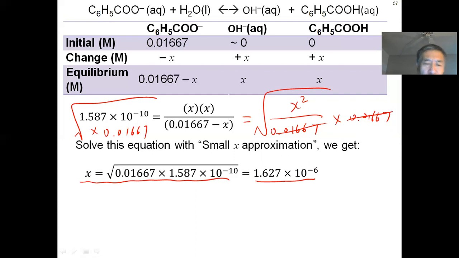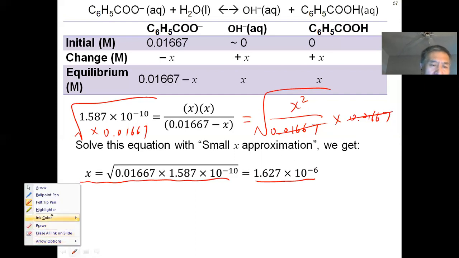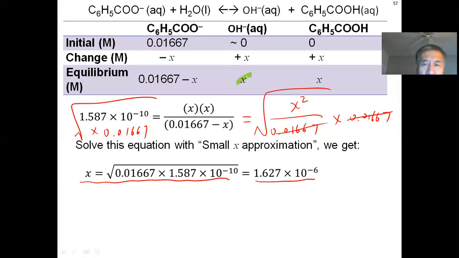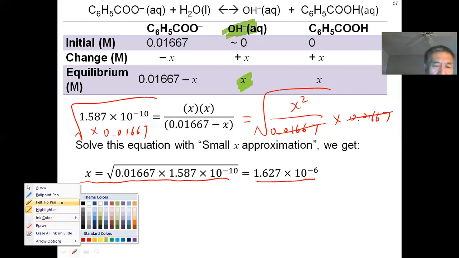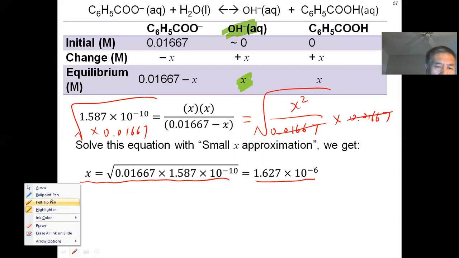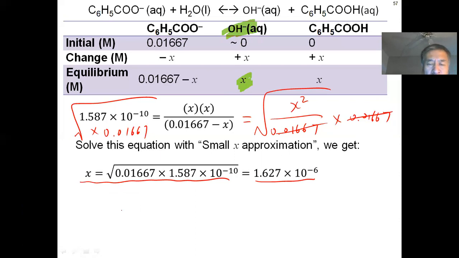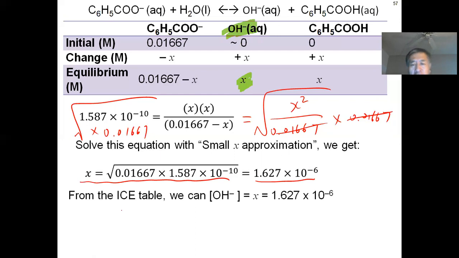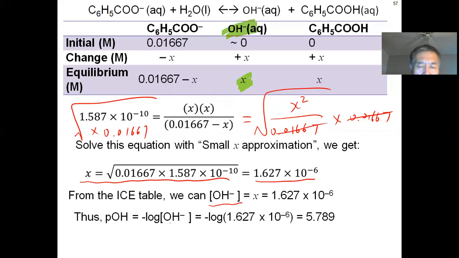Then you look back into the ICE table to see what X is. So here is the ICE table. This is X, and this is under the hydroxide. So therefore, this X is not really the H3O+ or H+. It's hydroxide. So we find the hydroxide concentration equals X. We take the negative log of the concentration of hydroxide, we get pOH. So we get pOH 5.789.